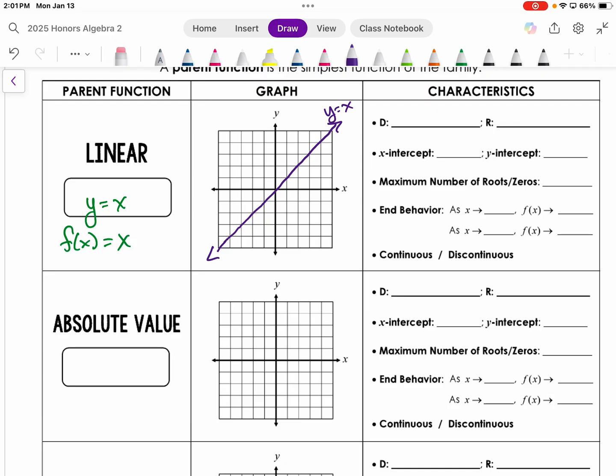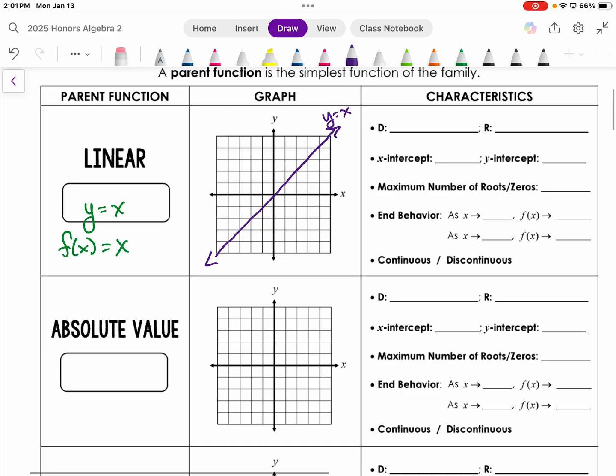So for a linear function, we're allowed to put every number in there. So that one, we would say the domain is negative infinity to positive infinity. Yes, you can use the all reals symbol. You have to be able to identify either way.